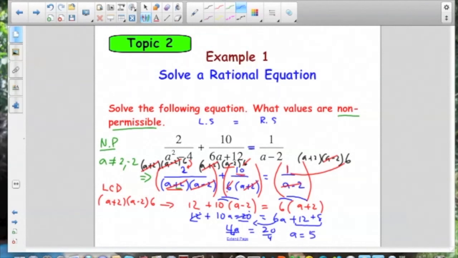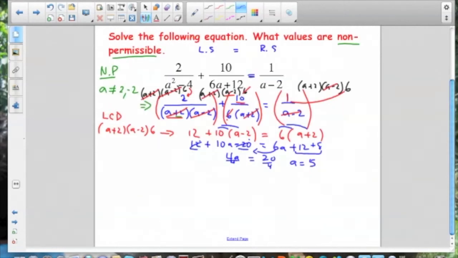All right, so we got our answer of 5. Well, is that a true answer? We don't know until we put it in and see. So I'm just going to extend the page here and let's see. Remember, there's our solution right there, a equals 5. So we put the 5 into the a spot, plus 10, and we get 6 times 5 plus 12.